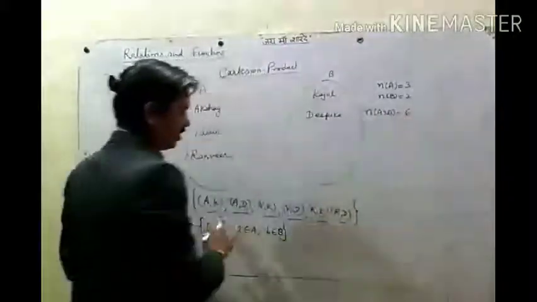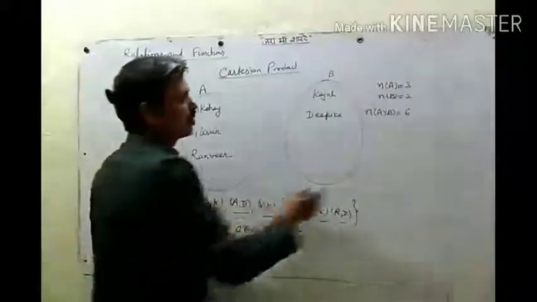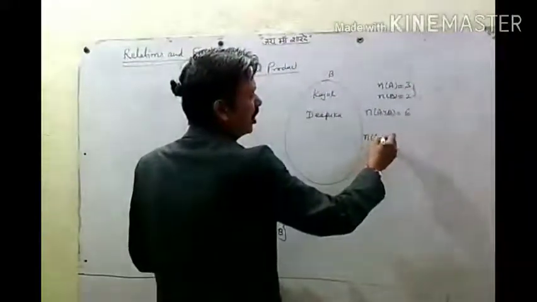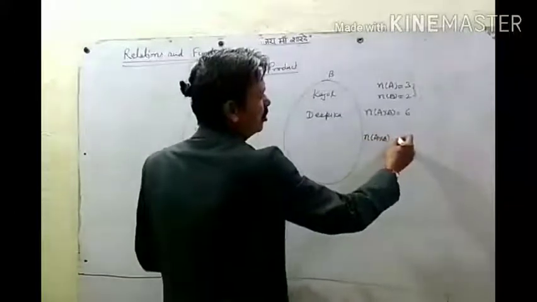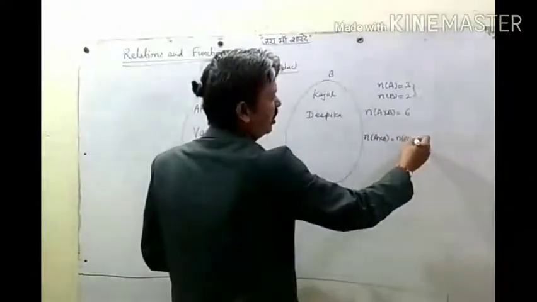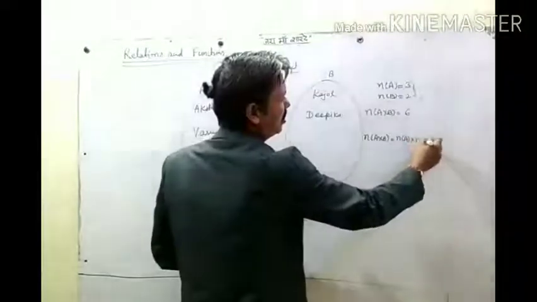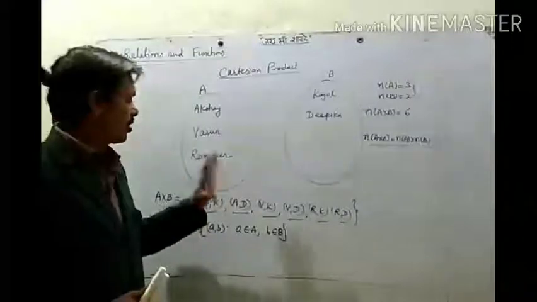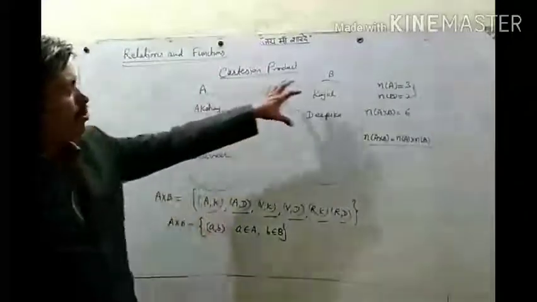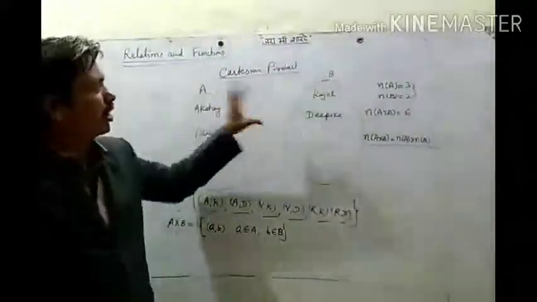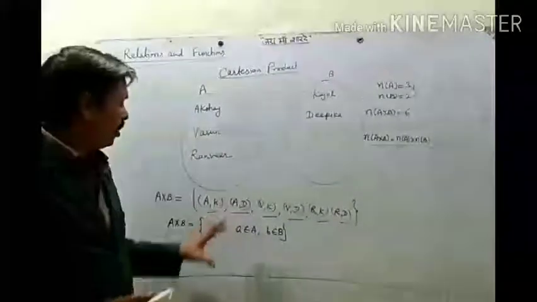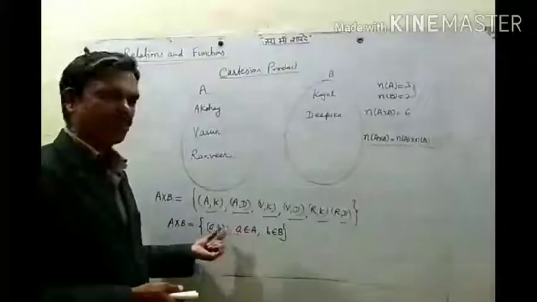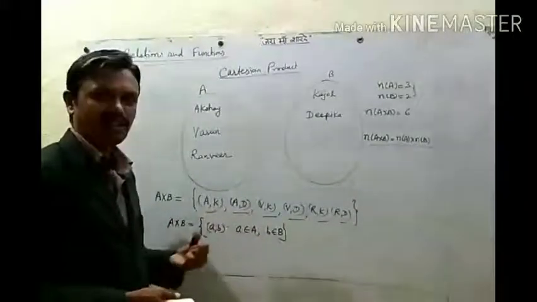So if we relate, how many elements will be in A cross B? Just the multiplication. The number of elements in A cross B is equal to the number of elements in A times the number of elements in B. So what is the Cartesian product of two sets A and B? Given two sets A and B, the Cartesian product is the set of all ordered pairs (a, b), where a is in the first set and b is in the second.